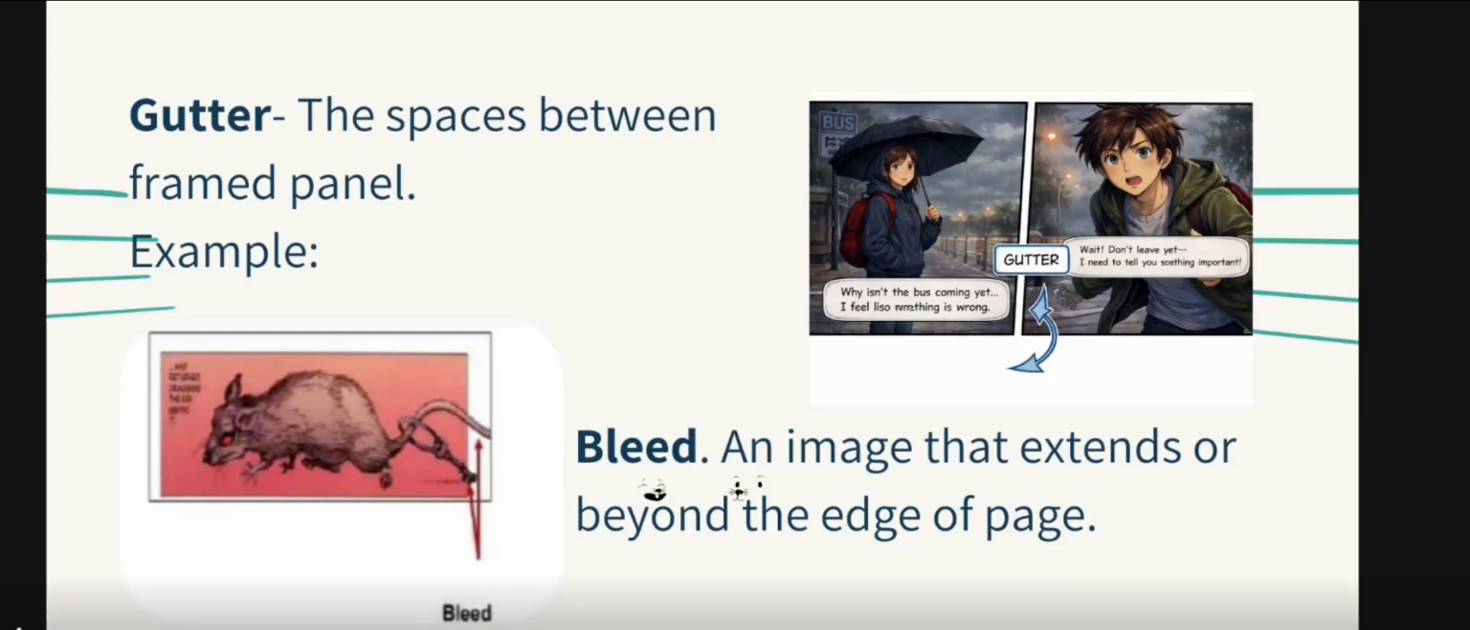Okay? Fourth one is bleed. When we say bleed, it is the images extending beyond the page. So if you have a border in your images or in the comic strip, and those images extend beyond the page, that's the bleed. It is the image that goes outside the box. Just like from the example given, look at the example, this is the bleed.